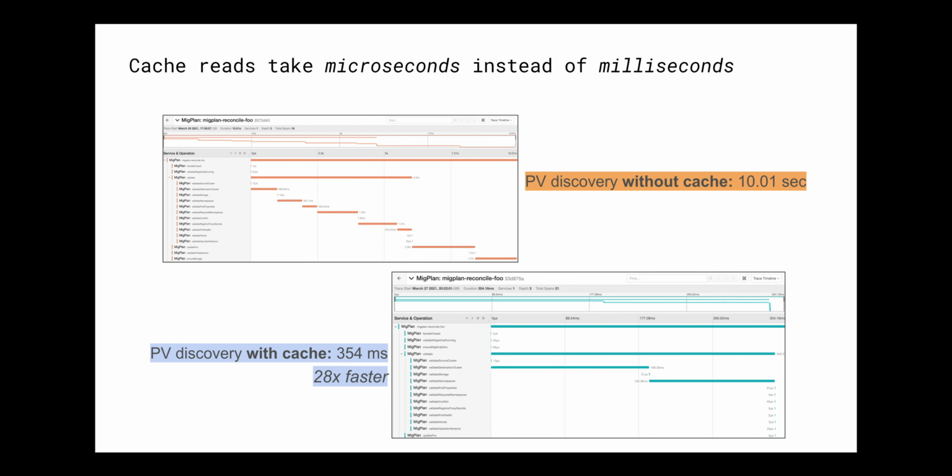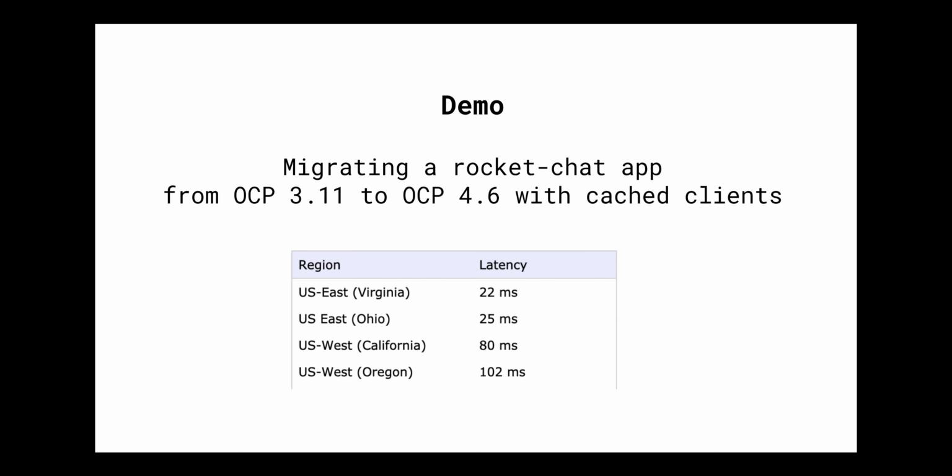Here we can see one of the impacts of turning cached clients back on. The PV discovery process, which you go through every time you create a migration plan, takes far less time, in this case 354 milliseconds compared to 10 seconds originally, or 28 times faster. PV discovery is a little bit of an outlier because it's doing mainly read operations.